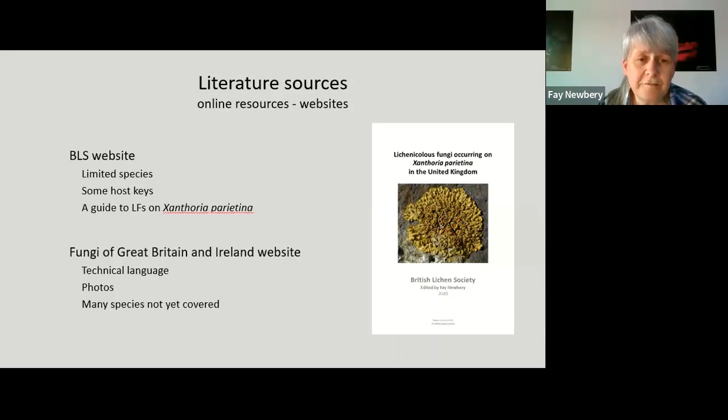If you don't mind technical language, the Fungi of Great Britain and Ireland website has technical language, but it does cover a lot of Lichenicolous fungi. It doesn't cover them all because this is a voluntarily produced website and no one has time to plug away at it every day of the week. But if the species that you're looking for is covered, you can expect a full technical description, real accuracy, and a good suite of photos, including photos of the disease symptoms on the lichen and also photos of the structures of the Lichenicolous fungus. So a really good place to go.